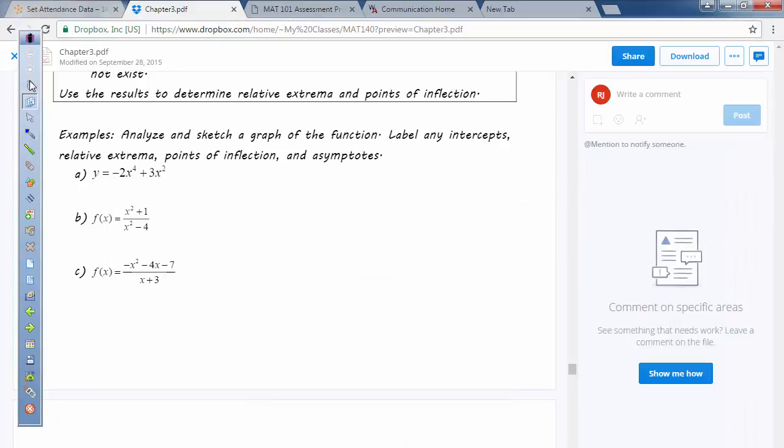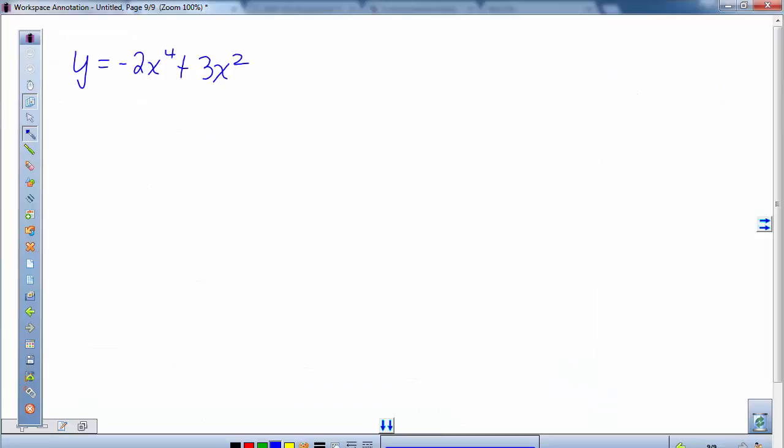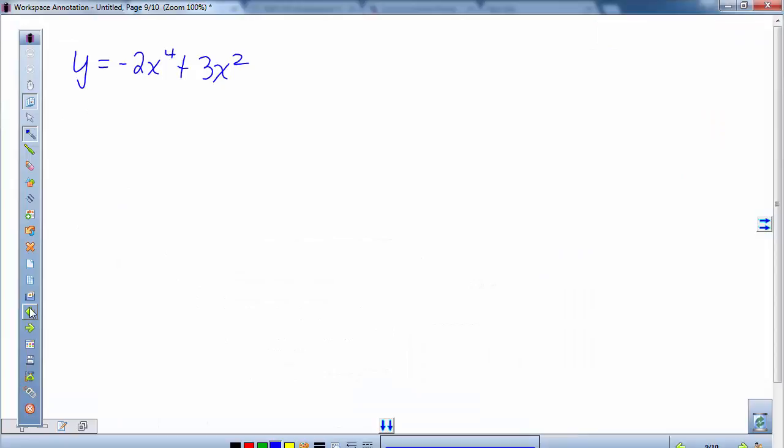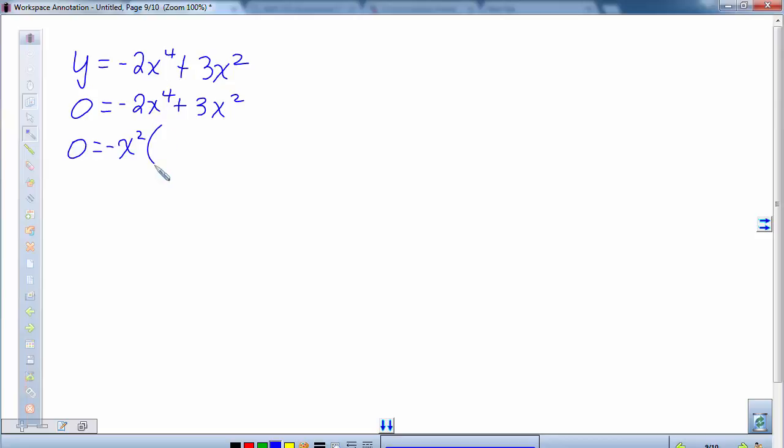Okay, I find my x-intercept by letting y equal 0. So we got 0 equals minus 2x to the fourth plus 3x squared. Okay, if I factor, I can factor out what? Okay, x squared maybe. I'm going to factor out negative x squared. That leaves me with 2x squared minus 3. Is that right? Okay, so 2x squared minus 3.